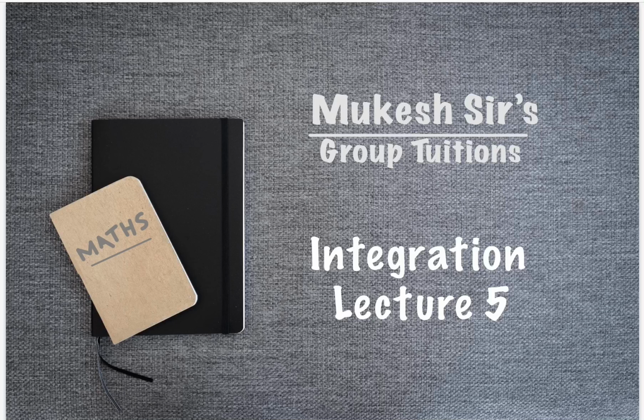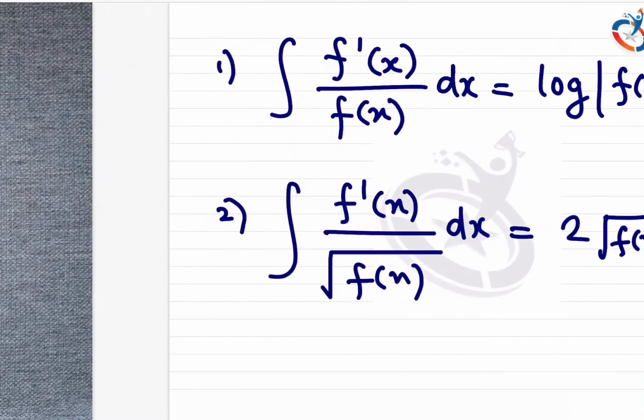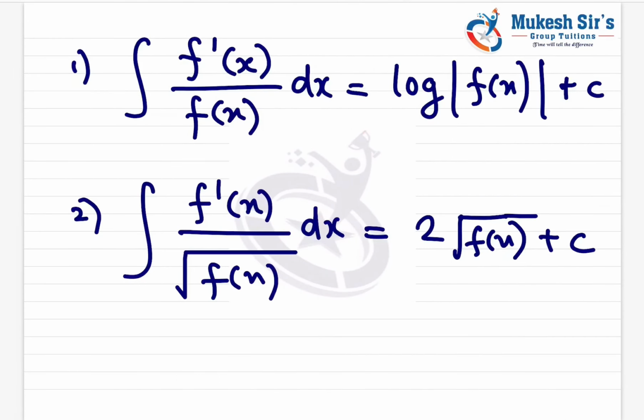In the last lecture we started integration by substitution, and using substitution you derived two formulas. Integration of f dash x upon f of x dx is log of mod of f of x plus c, and integration of f dash x upon root f of x dx is equal to 2 root f of x plus c. We can derive these formulas using substitutions, and then using these formulas you can derive formula set 2 to 3.